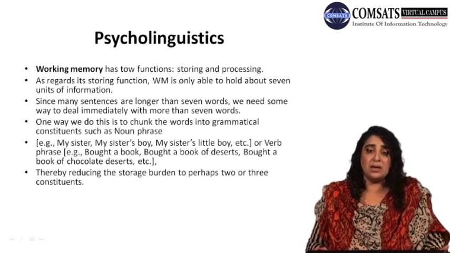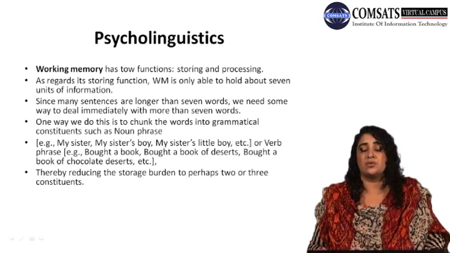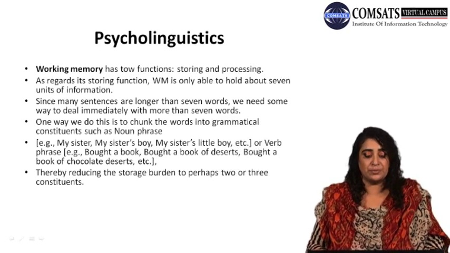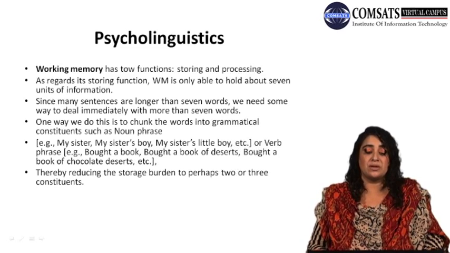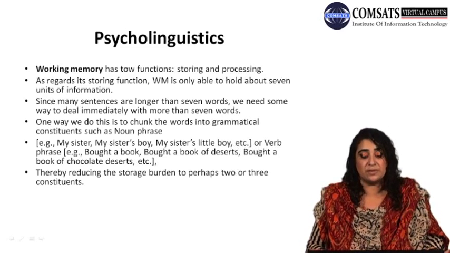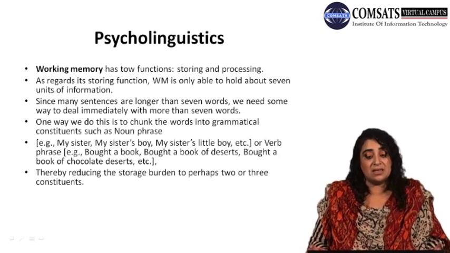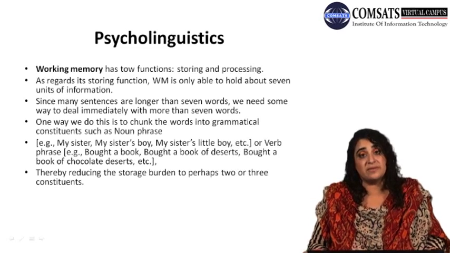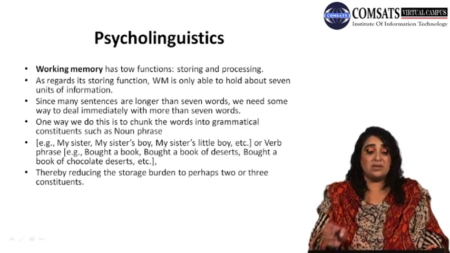Now, working memory. We discussed that it has two functions, storing and processing. So working memory does two things. It stores the information and then it helps you process the language. As regards its storing function, working memory is only able to hold about 7 units of information. You're storing in your sensory store for 2 to 4 seconds, but here you can only use 7 units of information. Since many sentences are longer than 7 words, we need some way to deal immediately with more than 7 words. So 7 units means 7 words.